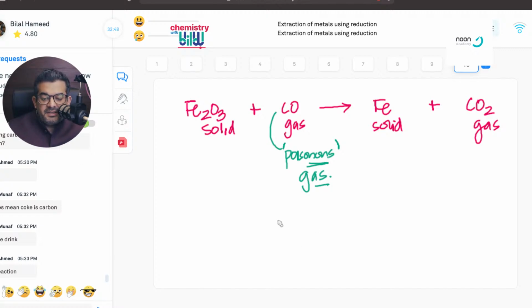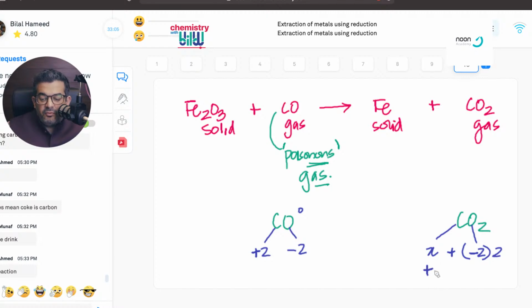We had done oxidation states. And the oxidation state का हमने किया था कि oxygen is always -2. So this must be +2 to make it 0. And if oxygen is -2 here and there are 2 of them, then carbon is X, and then that works out to be +4 using oxidation states. All right.